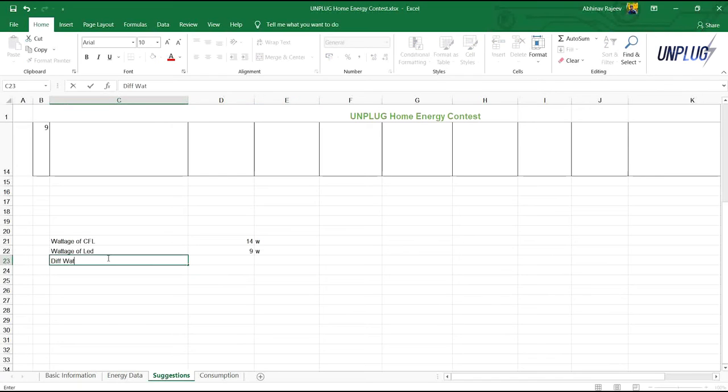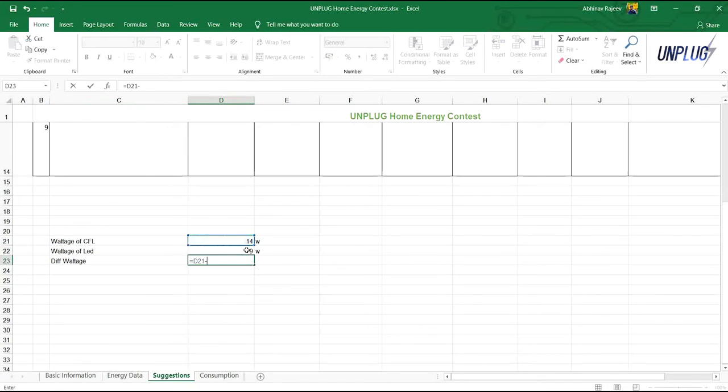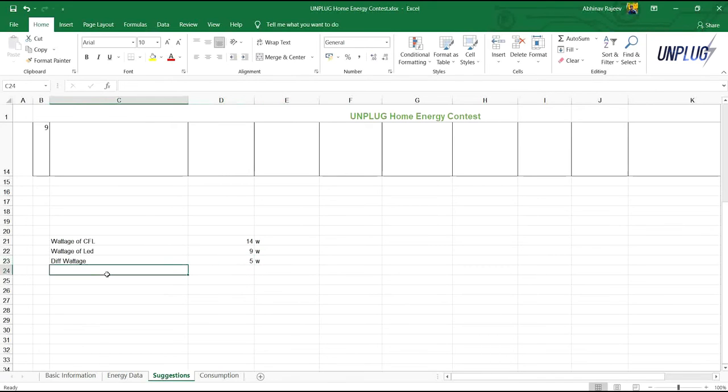Difference in wattage, right? You don't have to do all these things in that tab. You have to just formulate the last result as equal to this minus this, right? You are saving 5 watts every day, right? So what are the working hours? It can be around 8 hours, right?